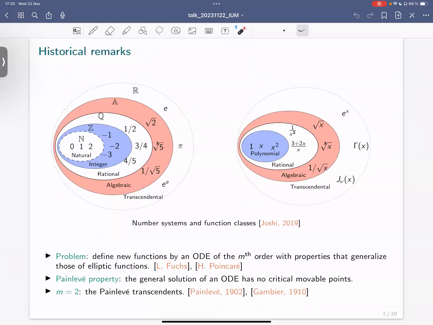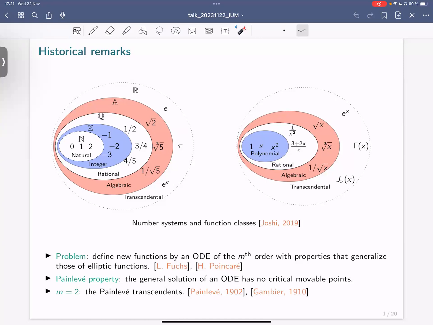The idea of the Painlevé equations is the following. We know that some special functions can be defined by ordinary differential equations, and the problem of classification in the classical case is to define new special functions by an ordinary differential equation of some order, mth order, with properties that generalize properties of elliptic functions. In order to solve this problem, the Painlevé property was introduced. It means that the general solutions of a given ODE should be in some sense good, or in other words, they have no critical movable points.